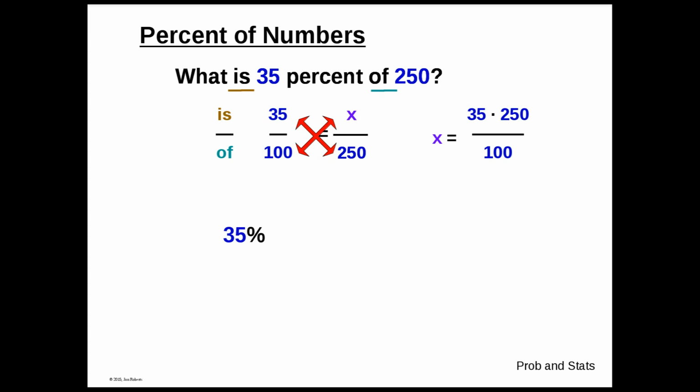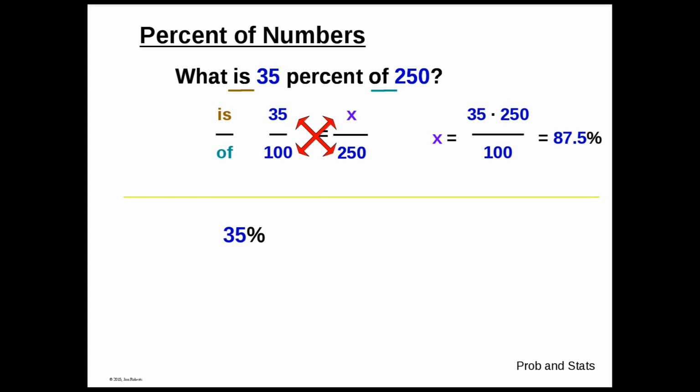35 times 250 divided by 100 will give us what that variable x is equal to. Again, we take the two numbers that are diagonal from each other, 35 and 250, and multiply them, and then divide by the number that's diagonal from the variable. That gives us 87.5%.